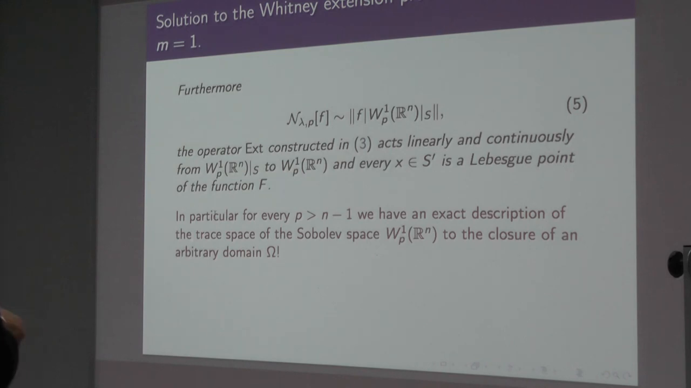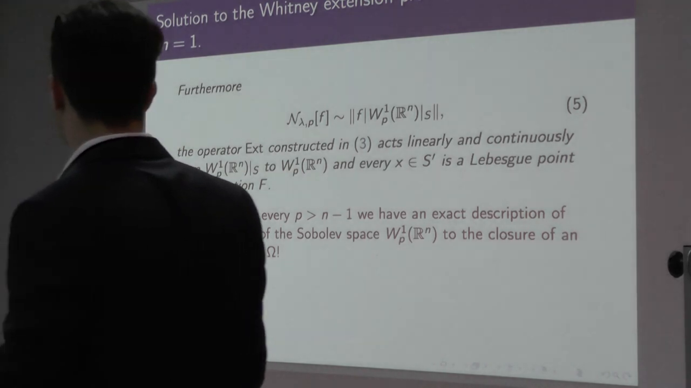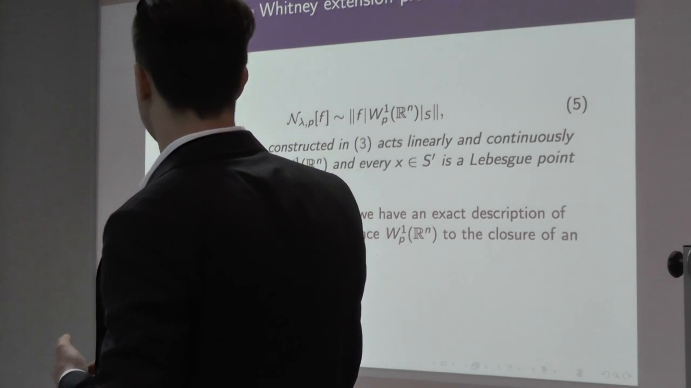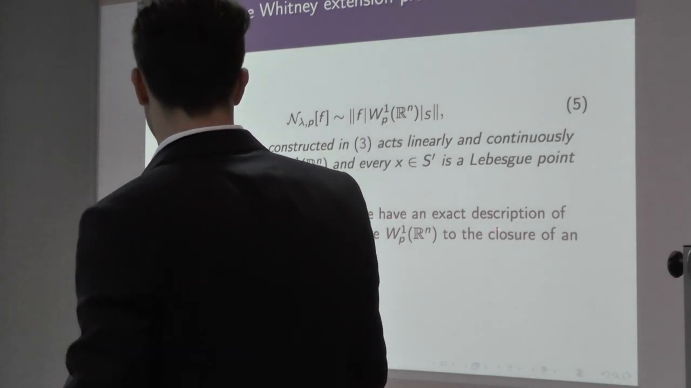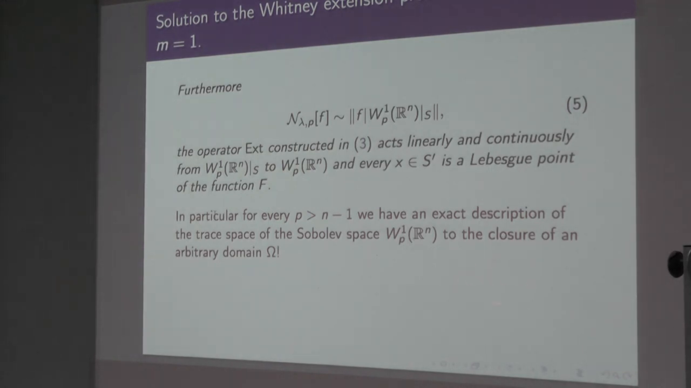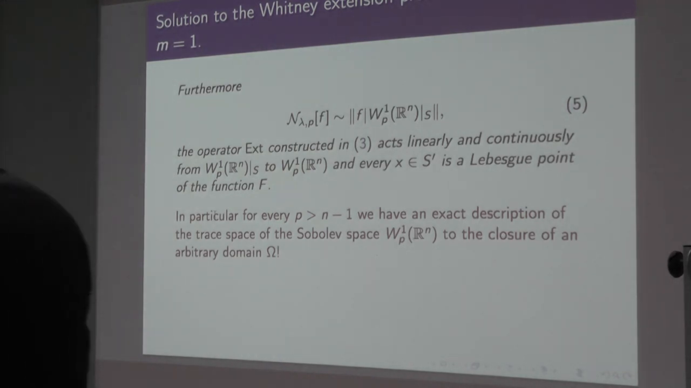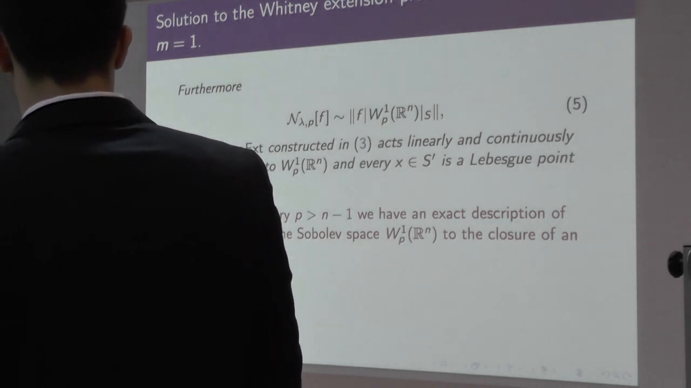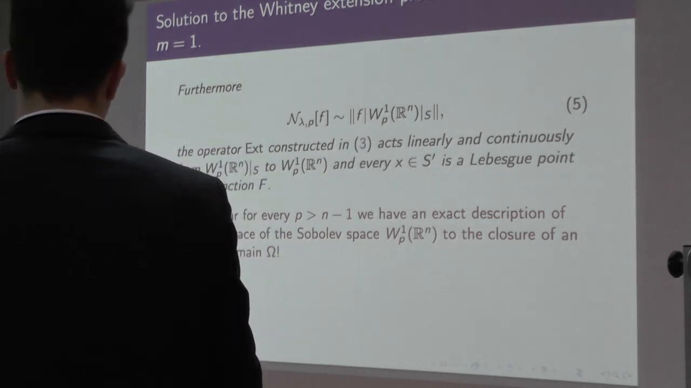As a particular case of our theorem, we have the following result. If p is bigger than n minus 1, then we have an exact description of the trace space on the closure of an arbitrary domain omega, because the boundary of omega is a d-set.